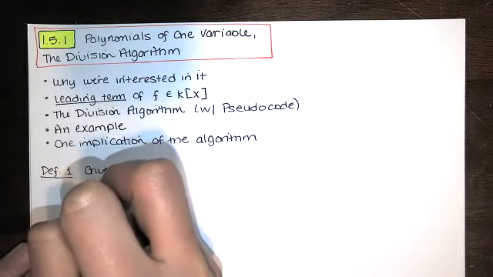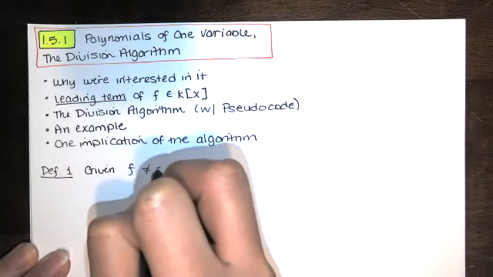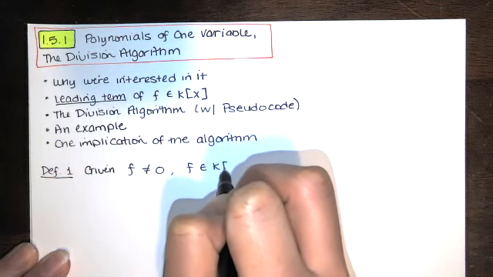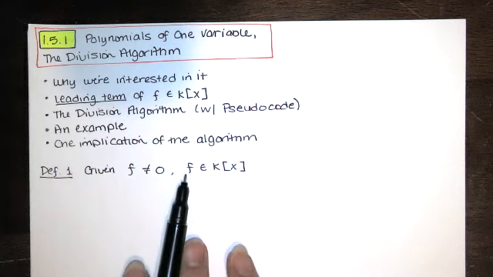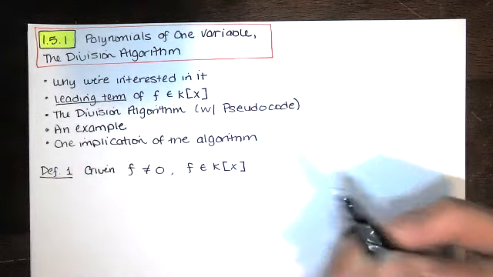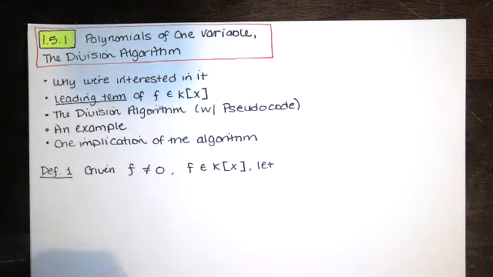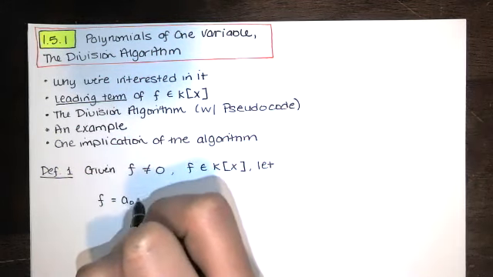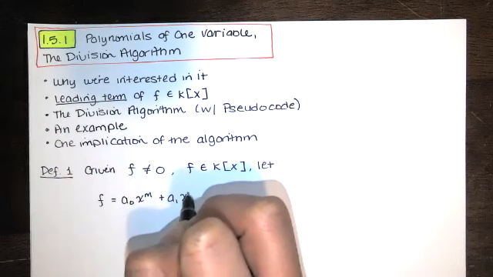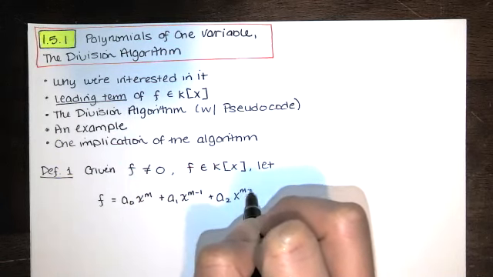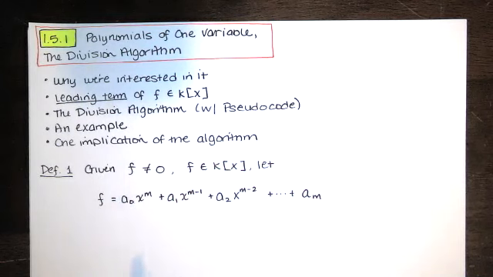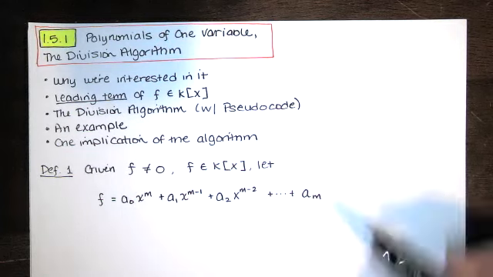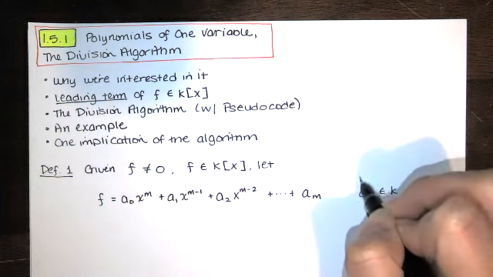If we have a non-zero polynomial in our polynomial ring k of x, so that means the coefficients of that polynomial are in the field k, and this is a polynomial in one variable x. Given that, let's say that f is equal to this: a sub 0 times x to the m plus a sub 1 times x to the m minus 1 plus a sub 2 times x to the m minus 2, and so on, all the way down to a sub m. So this is m terms. The highest power of x here is that mth power. Here, all of the a sub i's are in our field k.